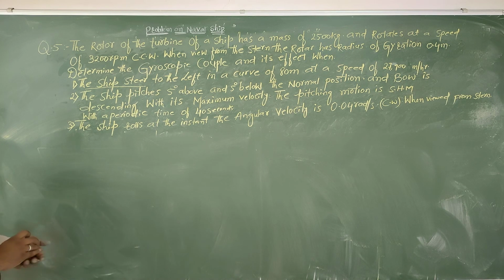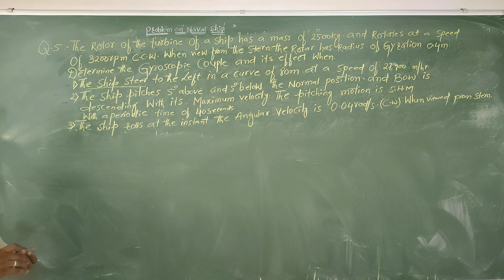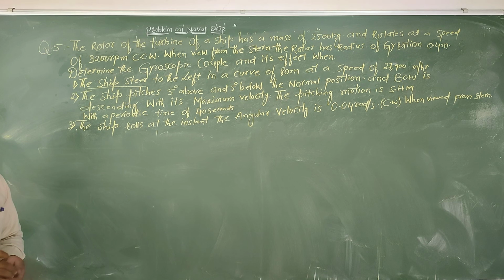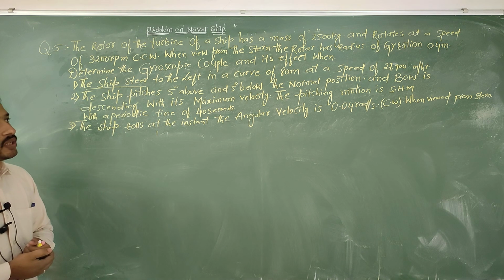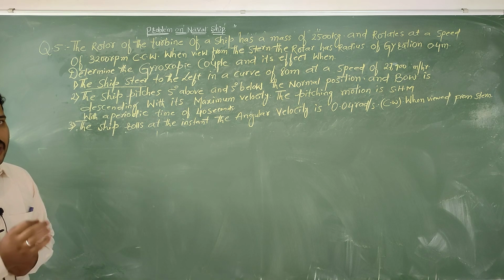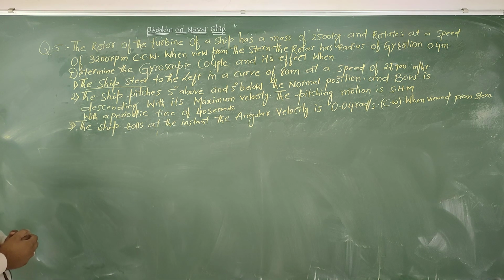The rotor of the turbine of a ship has a mass of 2500 kg and rotates at a speed of 3200 rpm counterclockwise when viewed from the stern. The rotor has a radius of gyration K of 0.4 meter. Determine the gyroscopic couple.